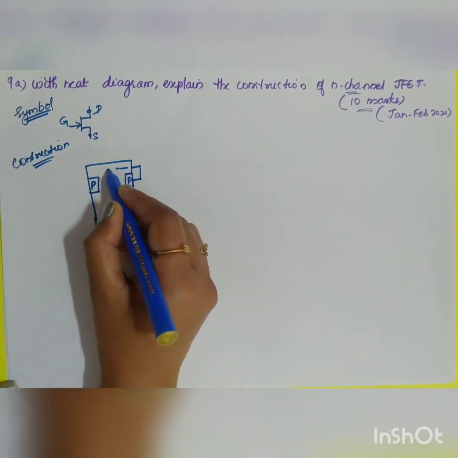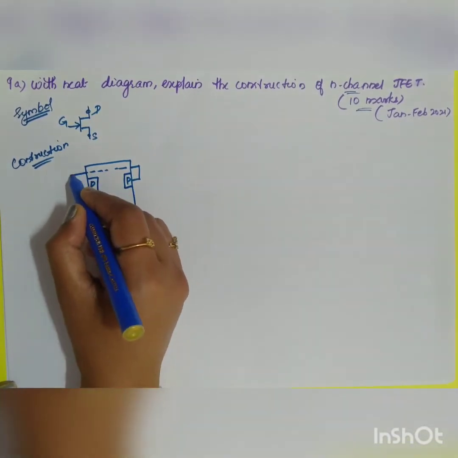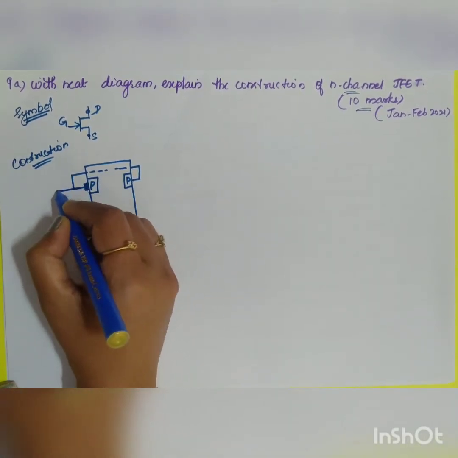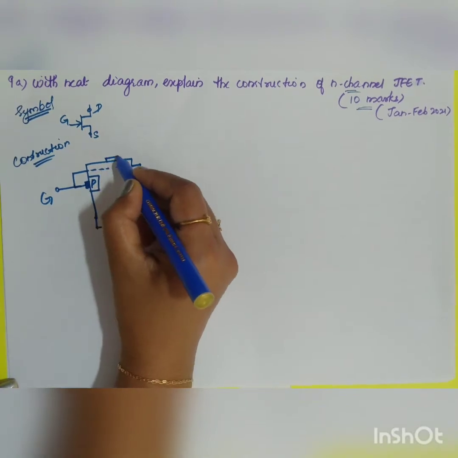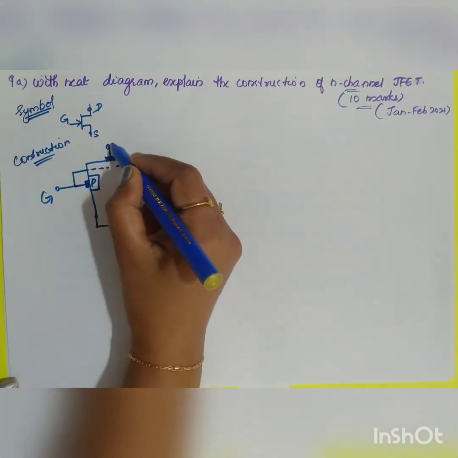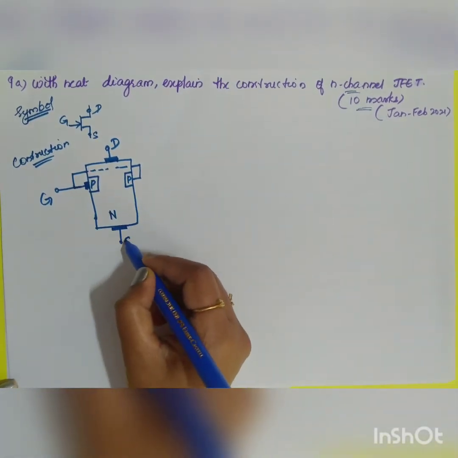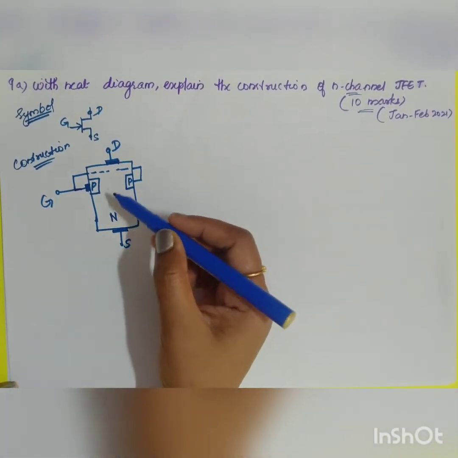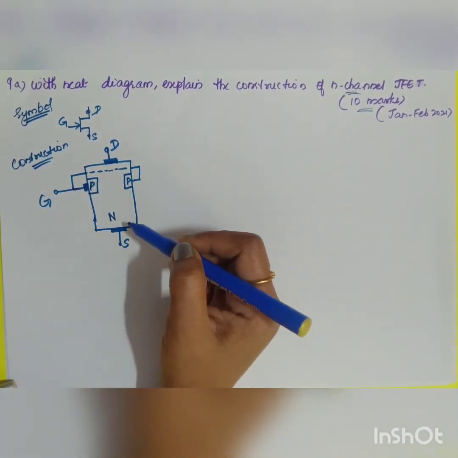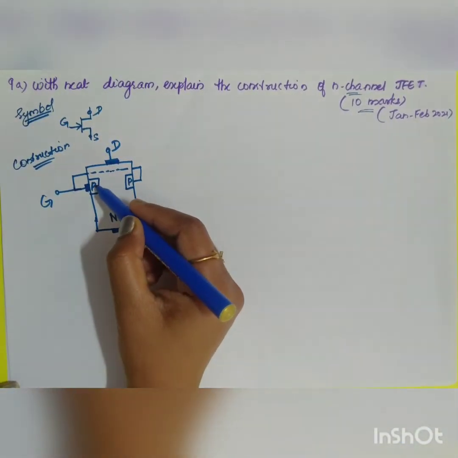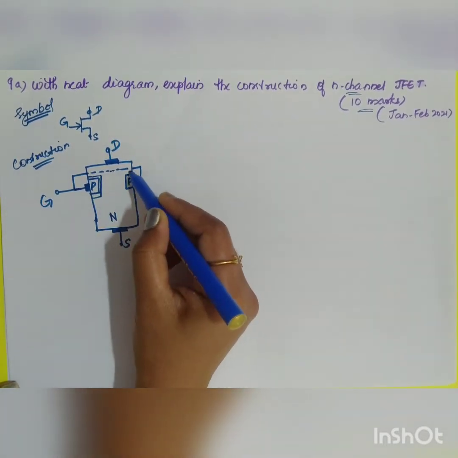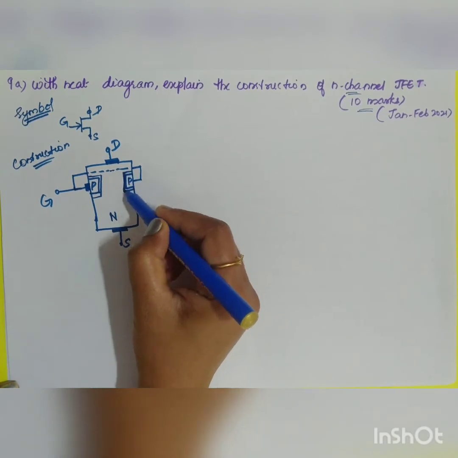The two P type semiconductors are joined together and this gives you the terminal called the gate. The two ends of the N type are taken as terminals: the upper one is the drain and the lower one is the source. It is a resistive element. So these are the three terminals. Since there are N and P regions, you will have a small depletion layer.